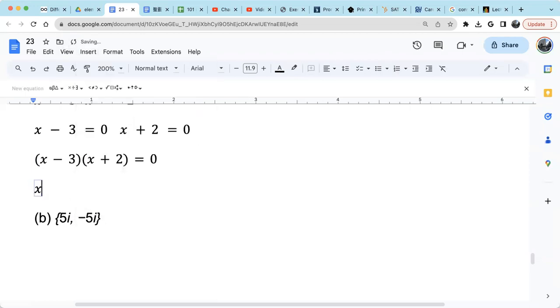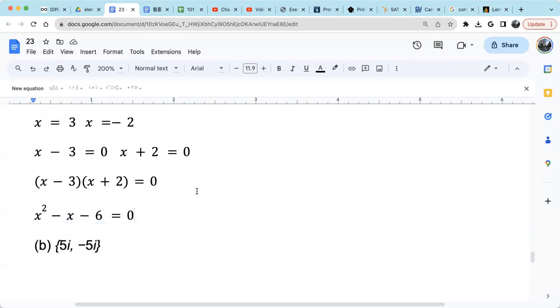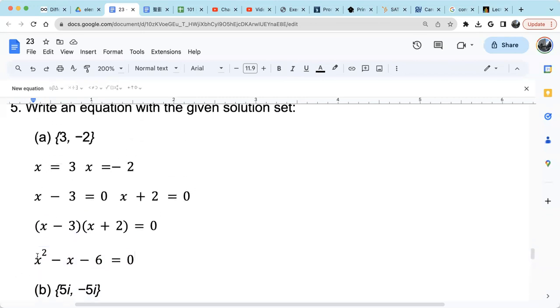I get x times x, x squared, and negative 3 times positive 2, I get negative 6, equals 0. But then I have the middle term. The middle term comes from negative 3 times x plus x times 2, so negative 3x plus 2x, that's just negative x. So this is the solution for 5a.